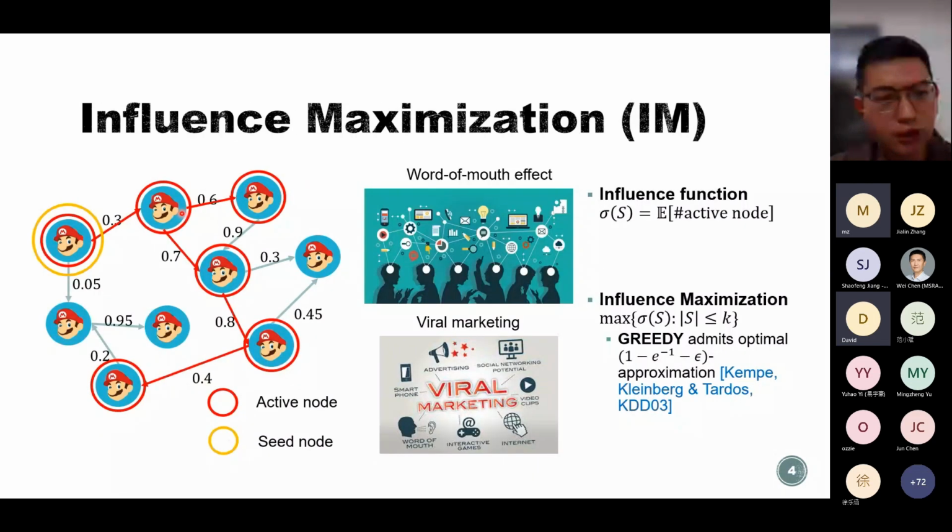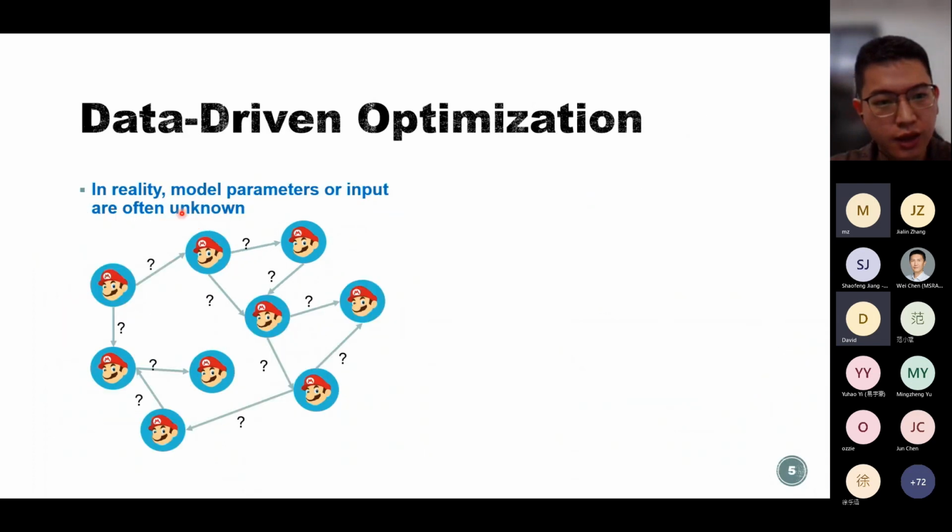But these two problems have a drawback. That is, in reality, the model parameters or the inputs are often unknown. For example, in a social network, the edge parameters are often unknown. This is because the graph is very, very large, so one cannot collect all the information about it, or because one just does not have access to the social network, since the social network belongs to some social platform like Twitter or Facebook. So once we are in this situation, we cannot use the previous algorithms to solve the problem because we do not have the complete input.